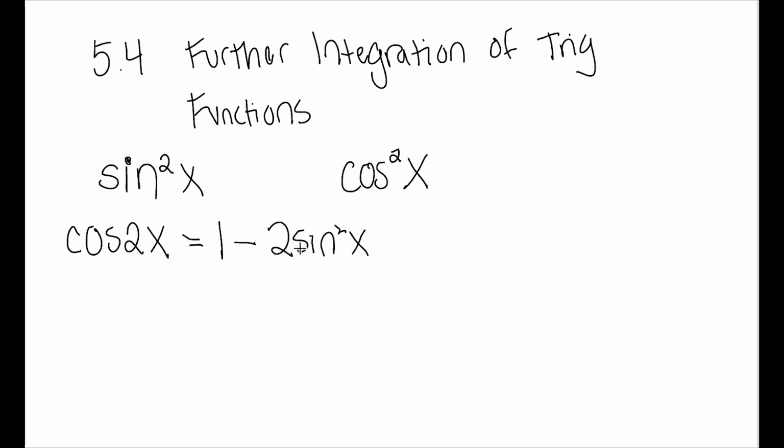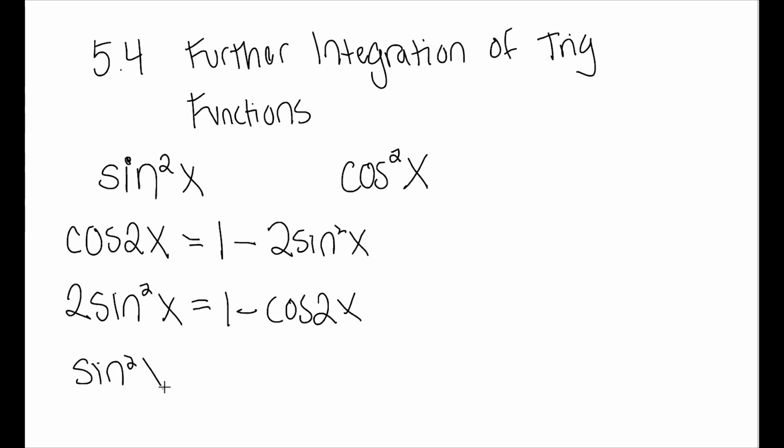So we want to solve for sine squared x and get it by itself. I have 2 sine squared x. By adding this to this side, and then 1 minus cosine 2x by subtracting cosine 2x on this side. Now I need to divide by 2 or multiply by 1/2. So sine squared x equals 1/2 times 1 minus cosine 2x. So if you're asked to integrate sine squared x, you're going to integrate this expression instead.